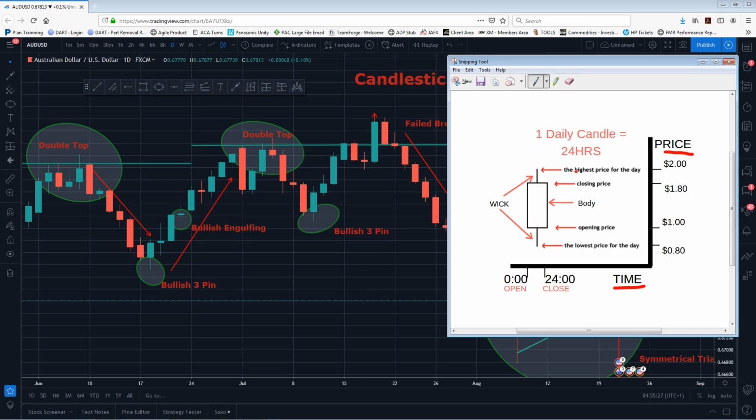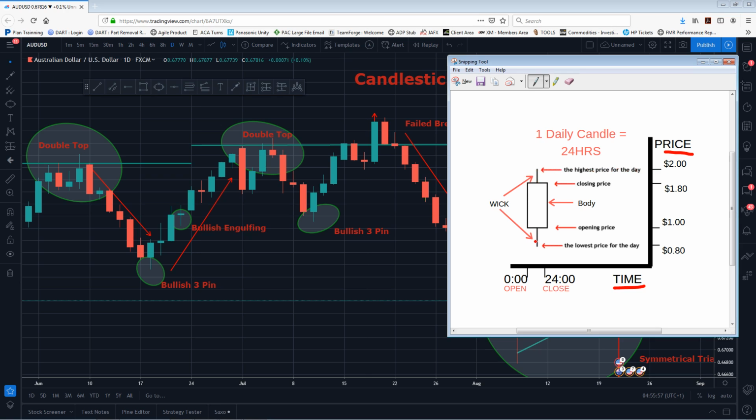So let's start with the wicks. What do the wicks tell us? See the top of the wick? Let's see what it says. It says the highest price for the day. That means within the 24-hour period, because it's a daily candle, this wick is telling us that the highest price of the day, going to the right side, was $2. So within this 24-hour period, the highest price was $2.